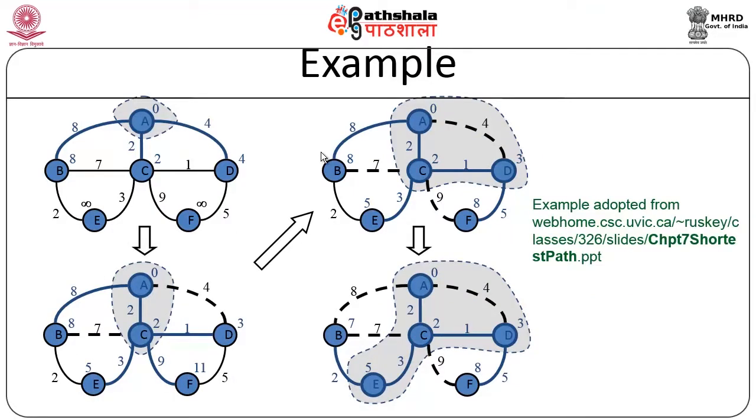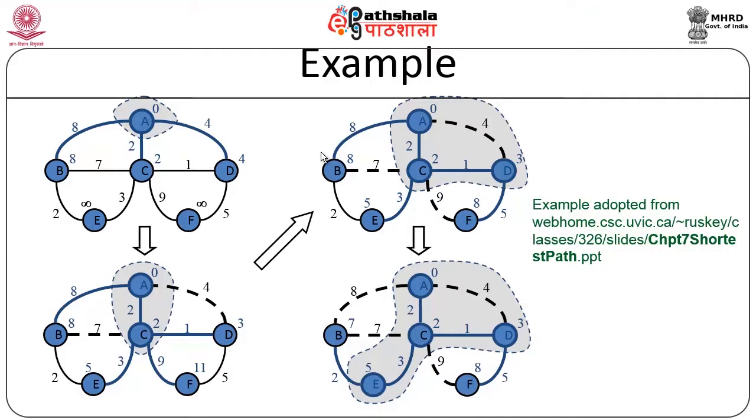This example has been adopted from this, and you will see here we start with A, which has a value associated with it as 0. Then you come to C, the cloud grows. Remember d of A is 0 and d of C is initially infinity. Now, it has been updated to 2 because it is 0 plus 2. Okay. Next you go to the next node which is 3.